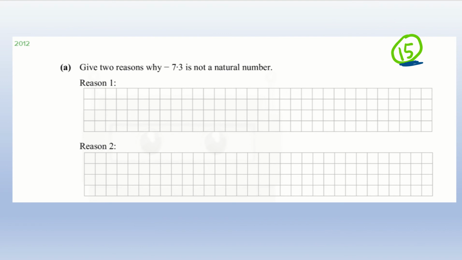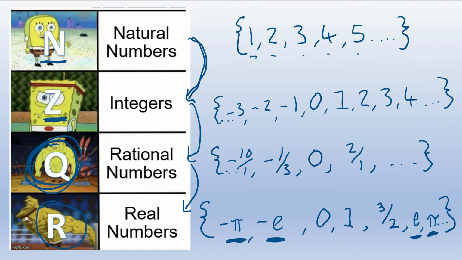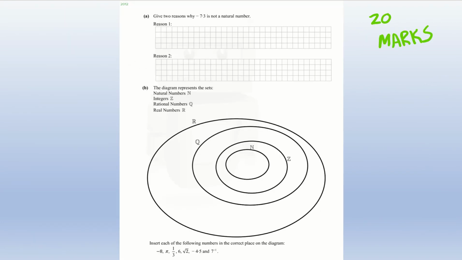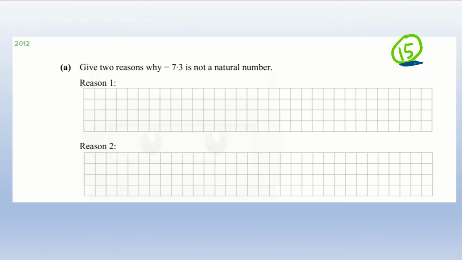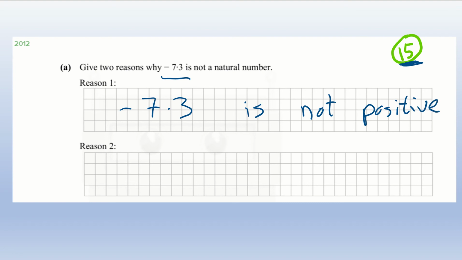Give 2 reasons why minus 7.3 is not a natural number. If we go back to our definitions up top, our natural numbers are positive whole numbers. So positive and whole numbers. Let's get back to that question. Well, first of all, minus 7.3 is not positive. That's one reason it's not a natural number. And minus 7.3 is not a whole number.